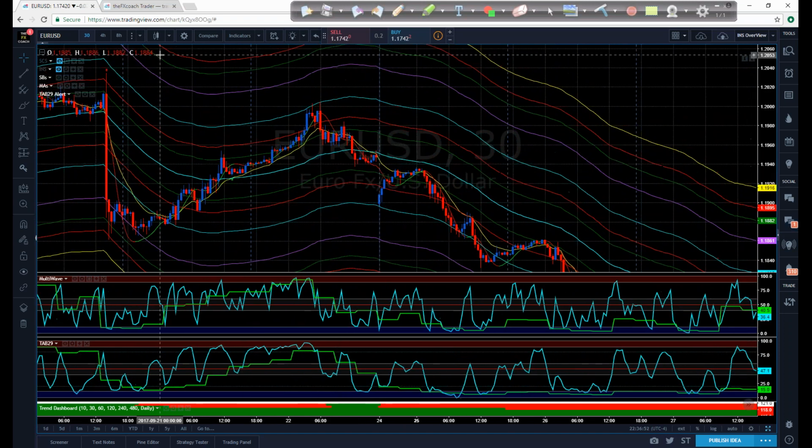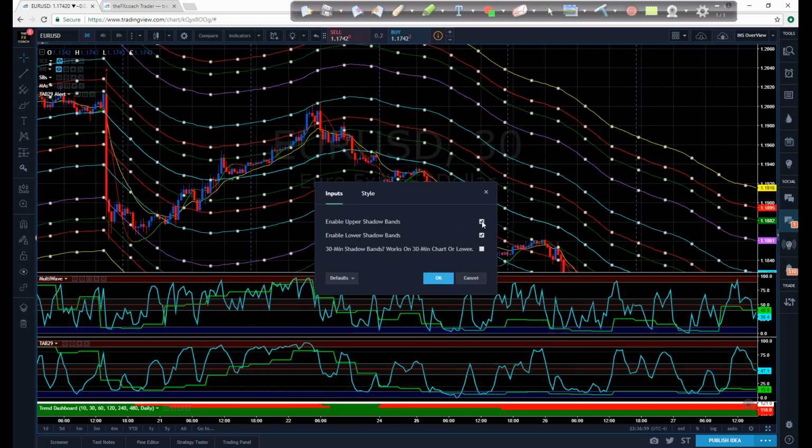All right, that's about all I want to say about shadow bands. You can play with them. The only thing to remember is this right here, is you can put 30-minute shadow bands on a lower level chart, which that's pretty impressive.